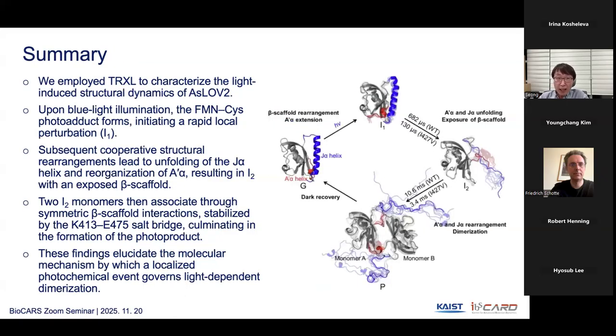So in summary, we employed TRXSS to characterize the light-induced structural dynamics of the LOV2 domain. And this finding reveals how a local photochemical event can propagate through the protein to drive a light-dependent dimerization, providing a detailed molecular understanding of the AsLOV2 photocycle.